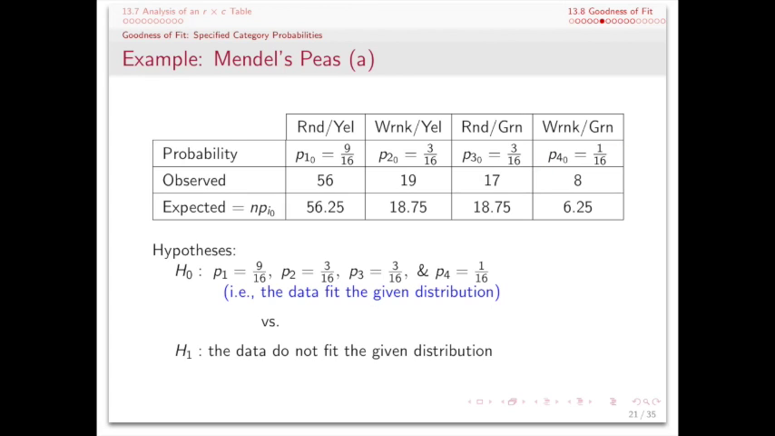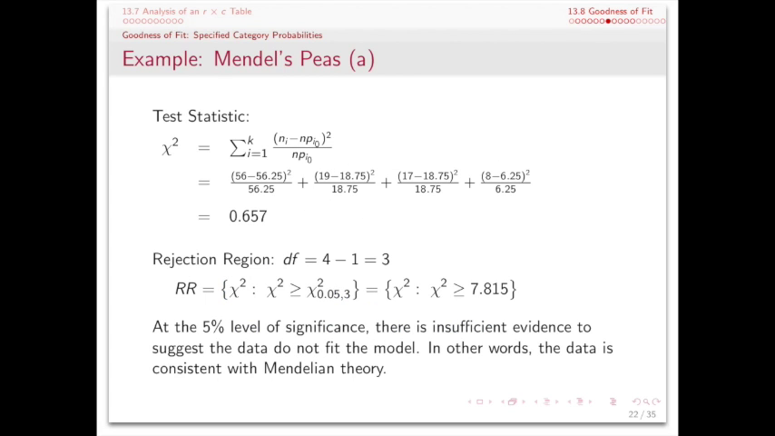Now on to computing the test statistic. Remember, we're going to take our observed value, subtract the corresponding expected value, square that, then divide by the corresponding expected value, and we'll add up over all categories. So I've done that here. Remember, we had 56 round yellow peas minus 56.25 expected round yellow peas. We square that and divide by the 56.25. We do that for all 4 categories, and our test statistic is 0.657.